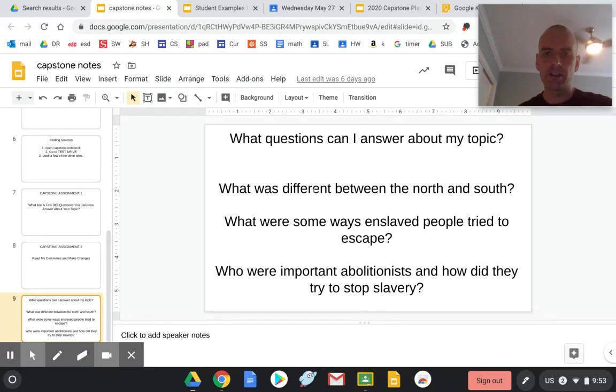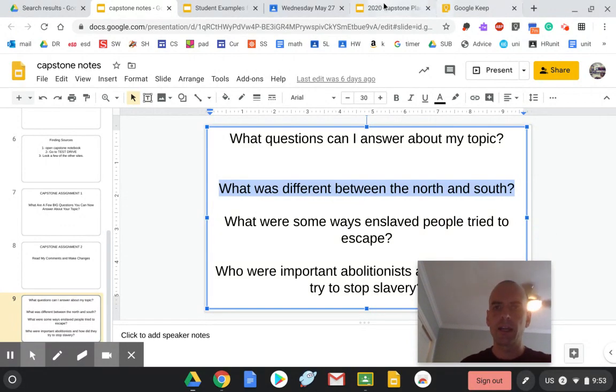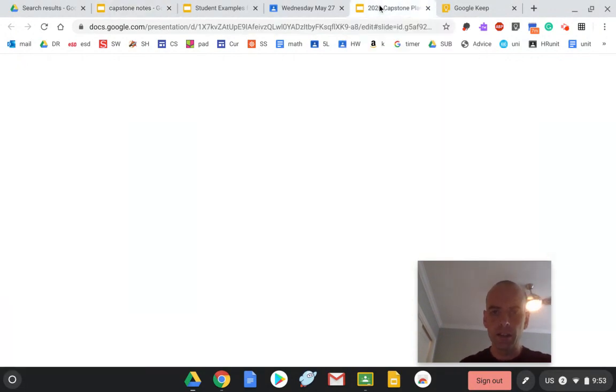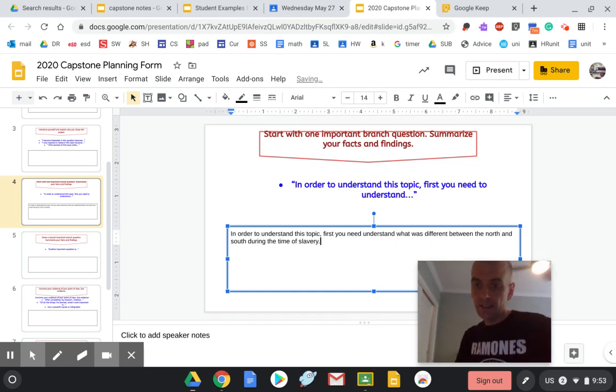You know what? I think I'm going to do this. What was different between the North and the South? Okay. So I go here and I'm going to say, in order to understand this topic, first you need to understand what was different between the North and South during the time of slavery. That's my topic sentence. Okay?